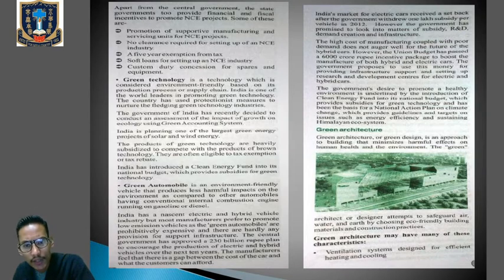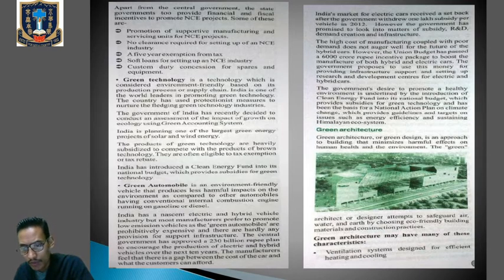So the products of green technologies are heavily subsidized compared with the products of brown technology. They are often eligible for tax exemption or tax rebate also. So India has introduced a clean energy fund into its national budget, which provides subsidies for green technology. So the government of India is trying to promote and develop the use of those non-conventional energies from different types of technologies. Why? In order to control the emission of harmful pollutants from point and non-point sources, and in order to control pollution.